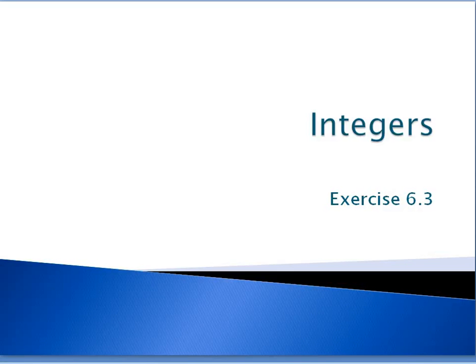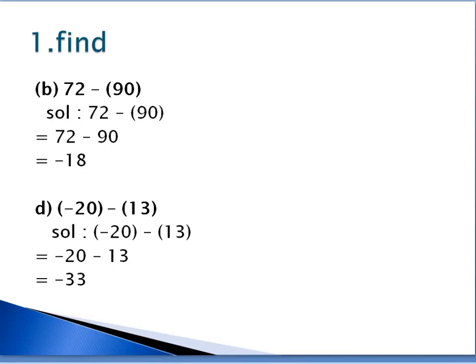Now students, we have done the integers addition on number line, and also we have done few sums without number line, how to add and how to subtract. Now we will do few more sums here without number line. Exercise 6.3. Here find 72 minus 90. One positive, one negative. You subtract it and put the sign of the bigger number. Here both negative. You add them and put the sign of the negative.